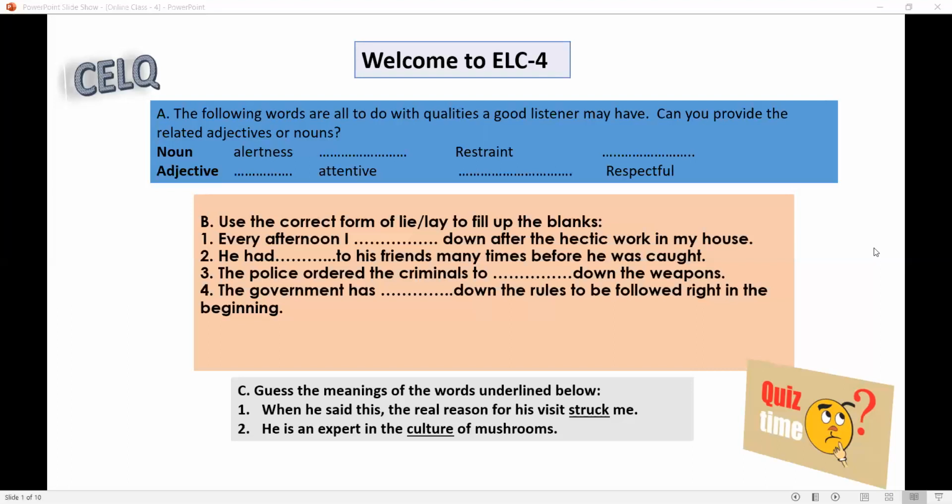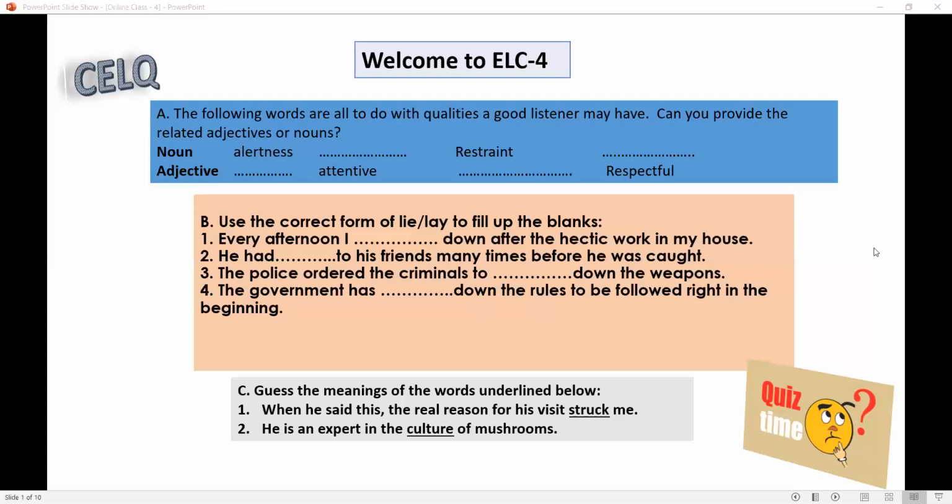Okay, let us go to question C. Guess the meanings of the words underlined below. First one is when he said this, the real reason for his visit struck me. The word underlined is struck. The second one is he's an expert in the culture of mushrooms. The word underlined is culture. So you have to understand the contextual meaning of these words, struck and culture, and write it.